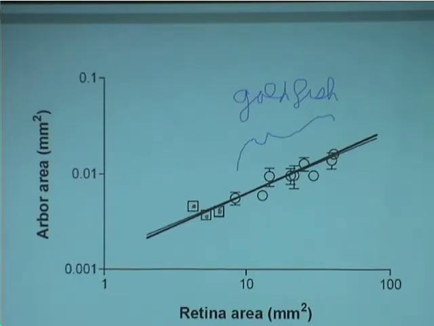There are two lines on there, a thin line and a thick line. The thin line is the ordinary least squares fit to the points, and the thick line is the line with a slope of 2/3. You can't even tell those apart statistically. So I can't say exactly what the scaling exponent would be if there's one there, but it's not statistically different, given the resolution I have, from 2/3.